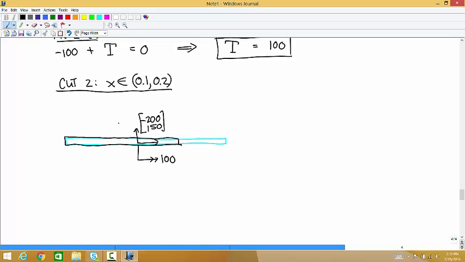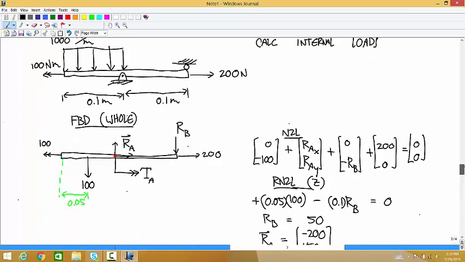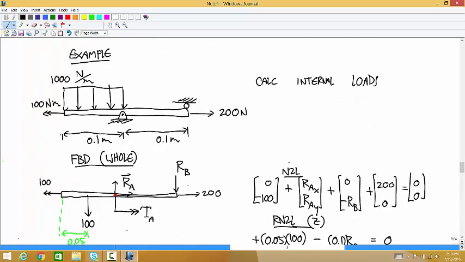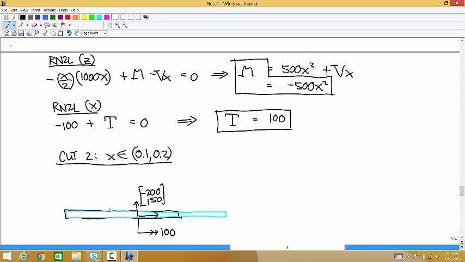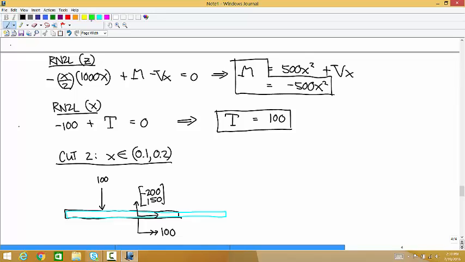And we're including this whole distributed load now, which means we can just treat it the way we did when we calculated those external loads. So that just has a value of 100 acting down. And the location is 0.05 from the left end point. And we have the torque of 100, and then we have the internal loads.